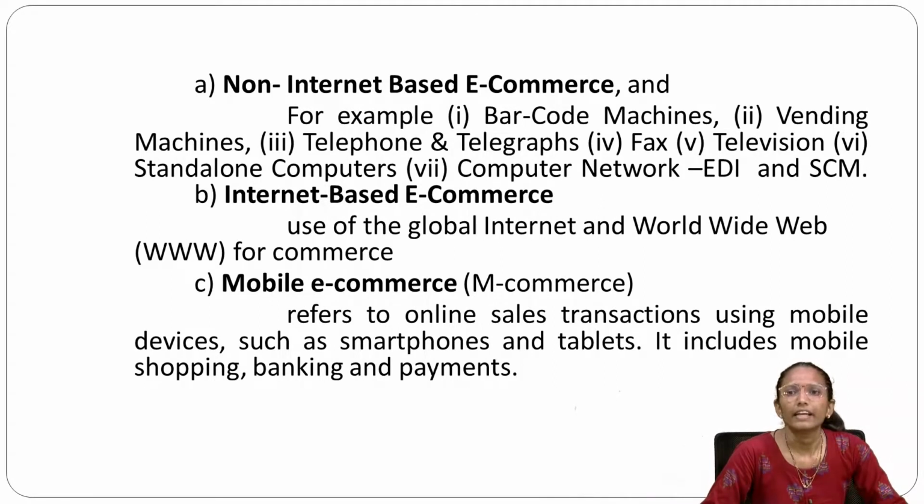For example, barcode machines, vending machines, telephone and telegraph, fax, television, standalone computers, and computer networks, in EDI and SCM, supply chain management. Transactions made through the devices mentioned here are easy to understand except the use of computer networks for electronic data interchange, and a discussion on EDI follows. Electronic data interchange is a business to business type of e-commerce.